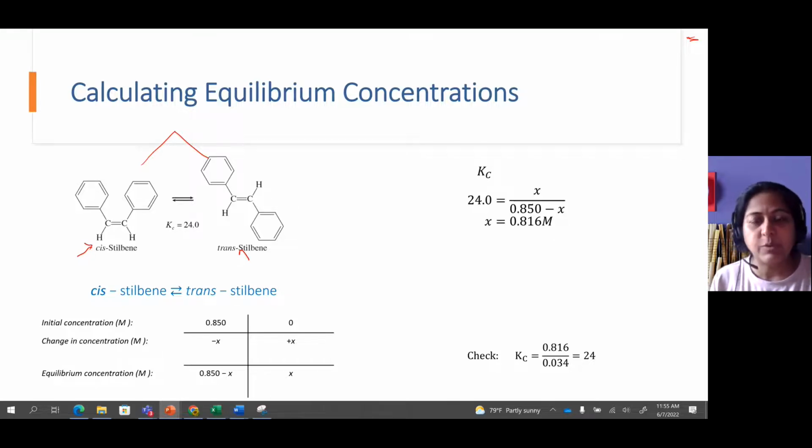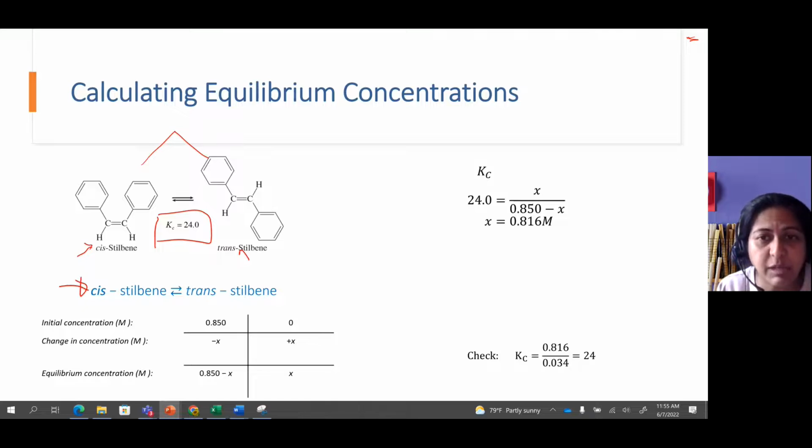Cis stilbene is in equilibrium with trans stilbene, and the equilibrium constant was given as 24.0. Here is the reaction. So let's look at the stoichiometric relationship in the balanced chemical reaction. It is 1 to 1. Next, we set up a table called ICE: initial value, change, and equilibrium.